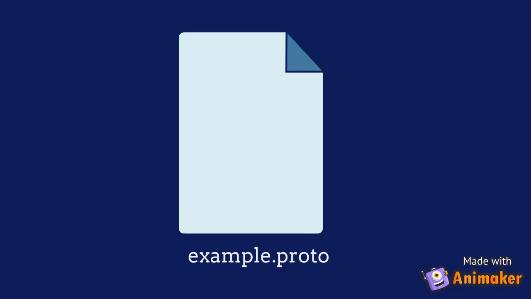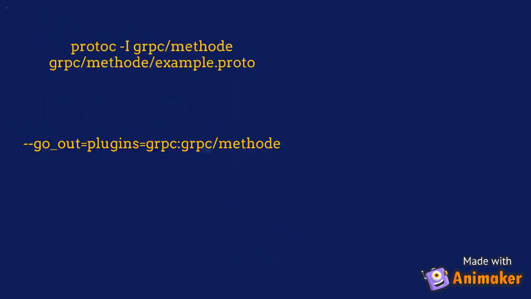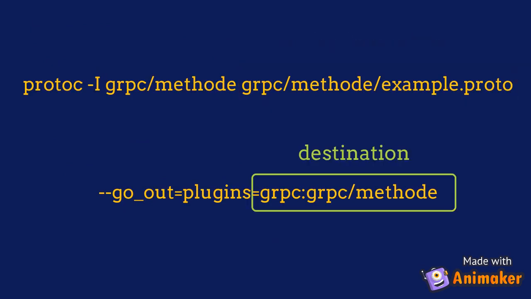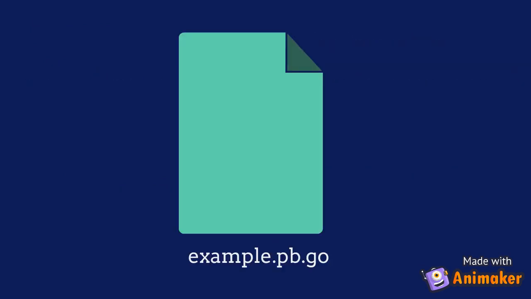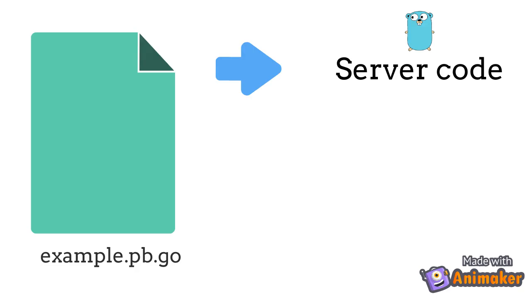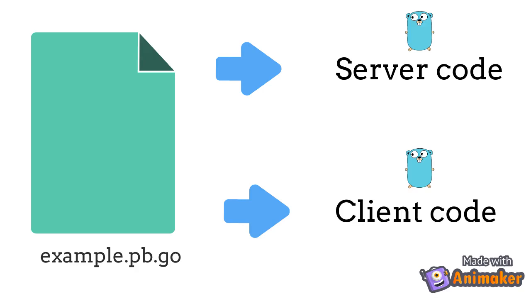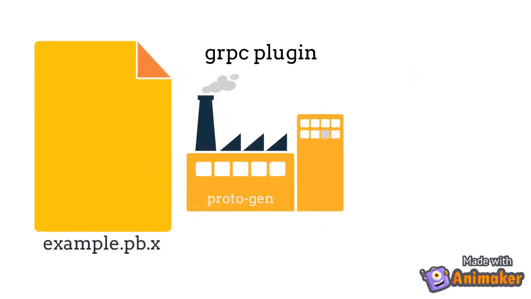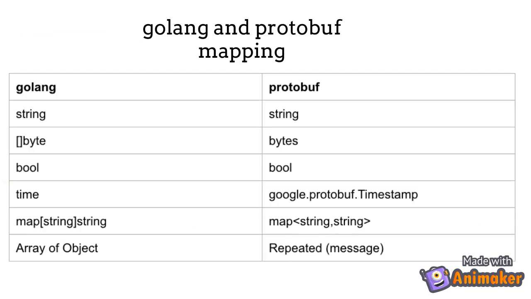Now, generate the Go source code from the example.proto file. Remember to use the correct directory, the path of the proto file, and the destination of the output file. If you succeed, the example.pb.go file would be generated in the destination you put. On the server side, implement the generated code in service.pb.go. If your client side is also written in Go, then just use the same service.pb.go to implement the client side code. If your client side uses a different language, please go back to step 1, but this time, you need to install a different protoc-gen plugin. Here is a map for converting Go and protobuf for your reference.